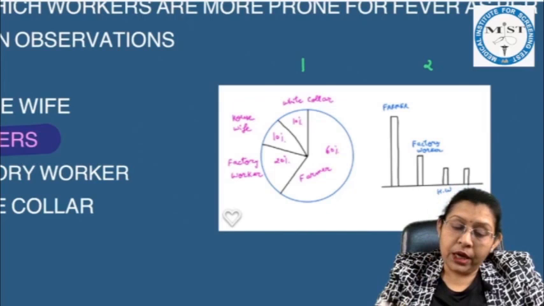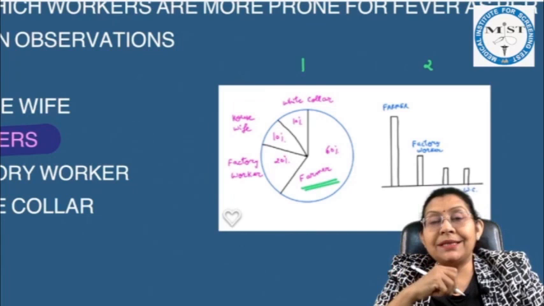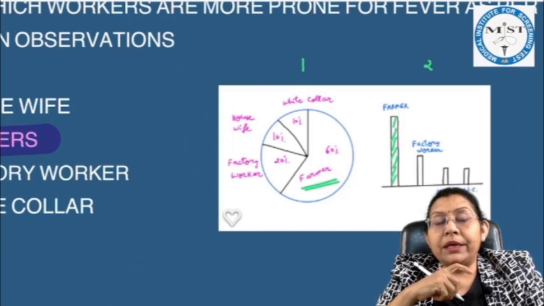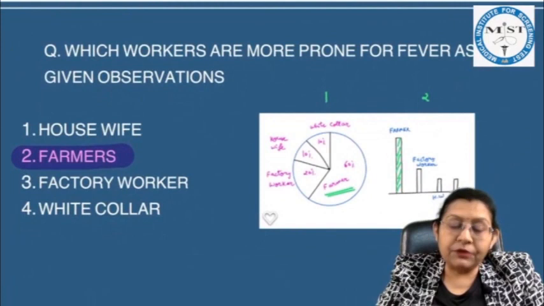So you could see that the value covering 60% is for the farmers having the fever possibility. And if you can see the bar chart also, the height of the bar is more for the farmers. So here, the answer to this question, which workers are more prone to fever, is farmers.